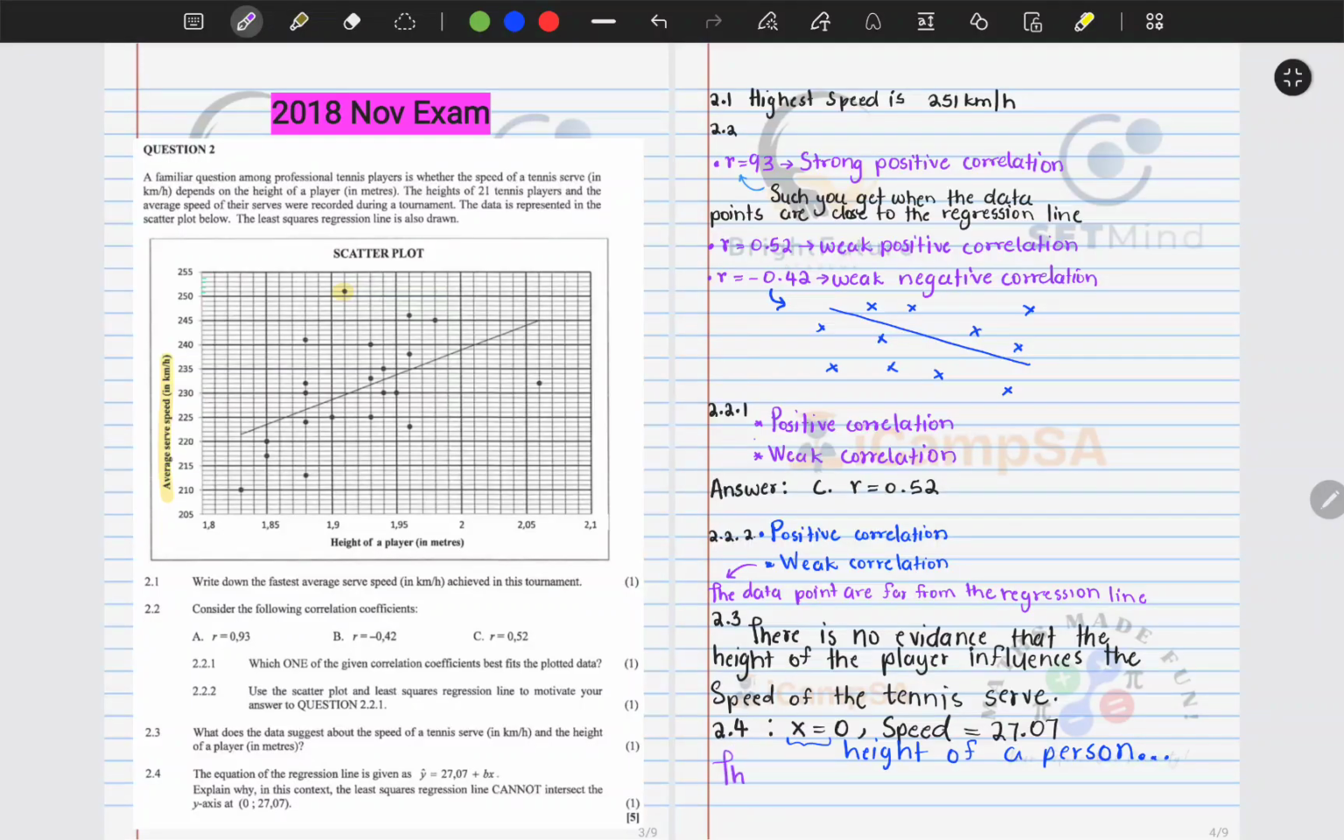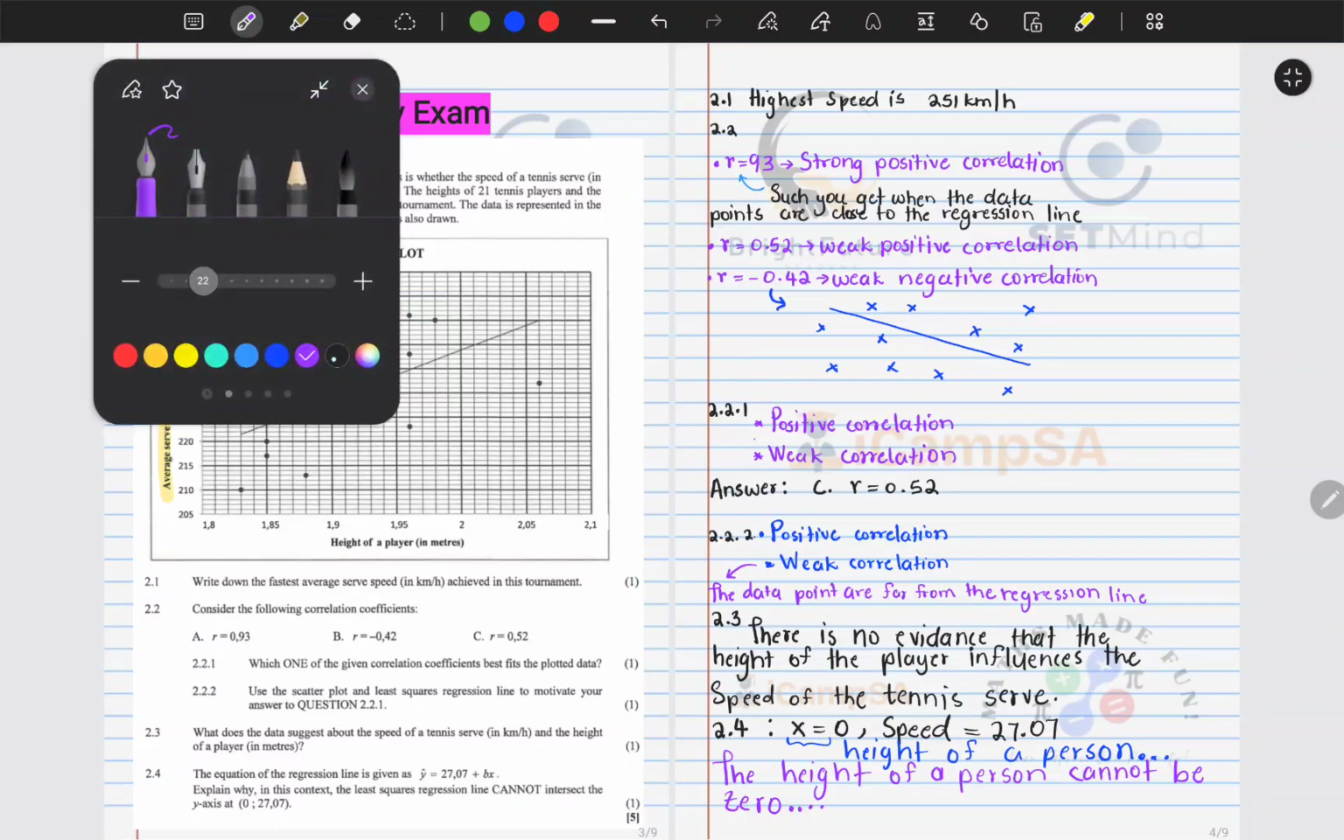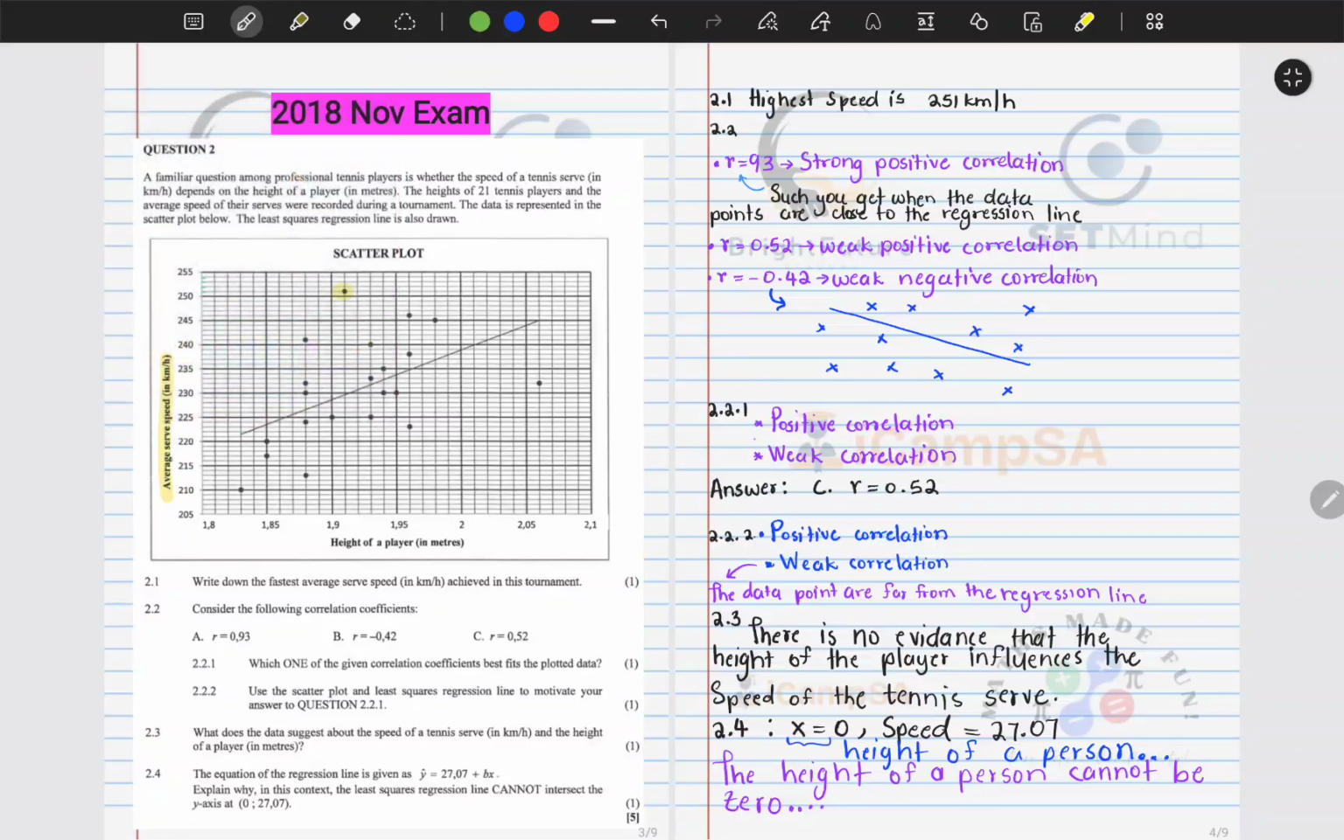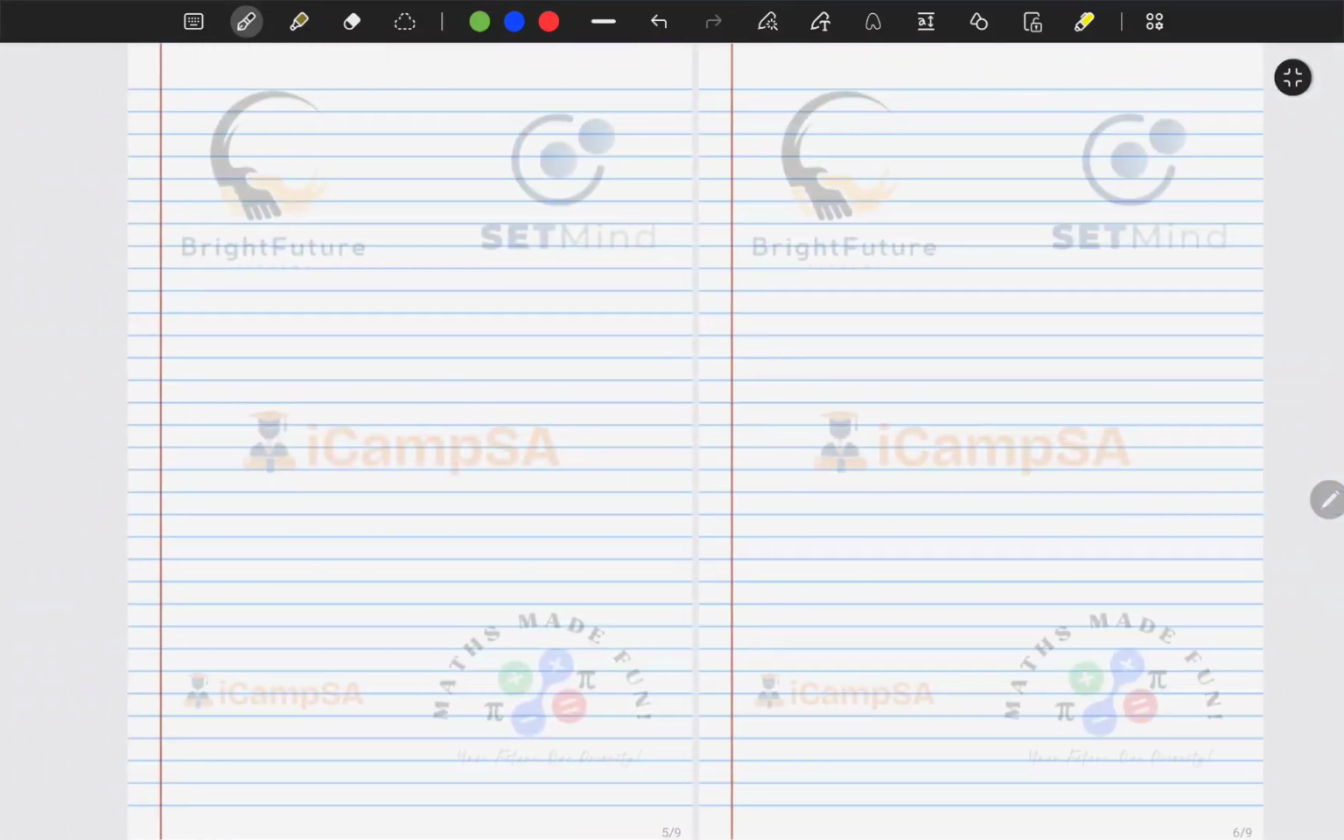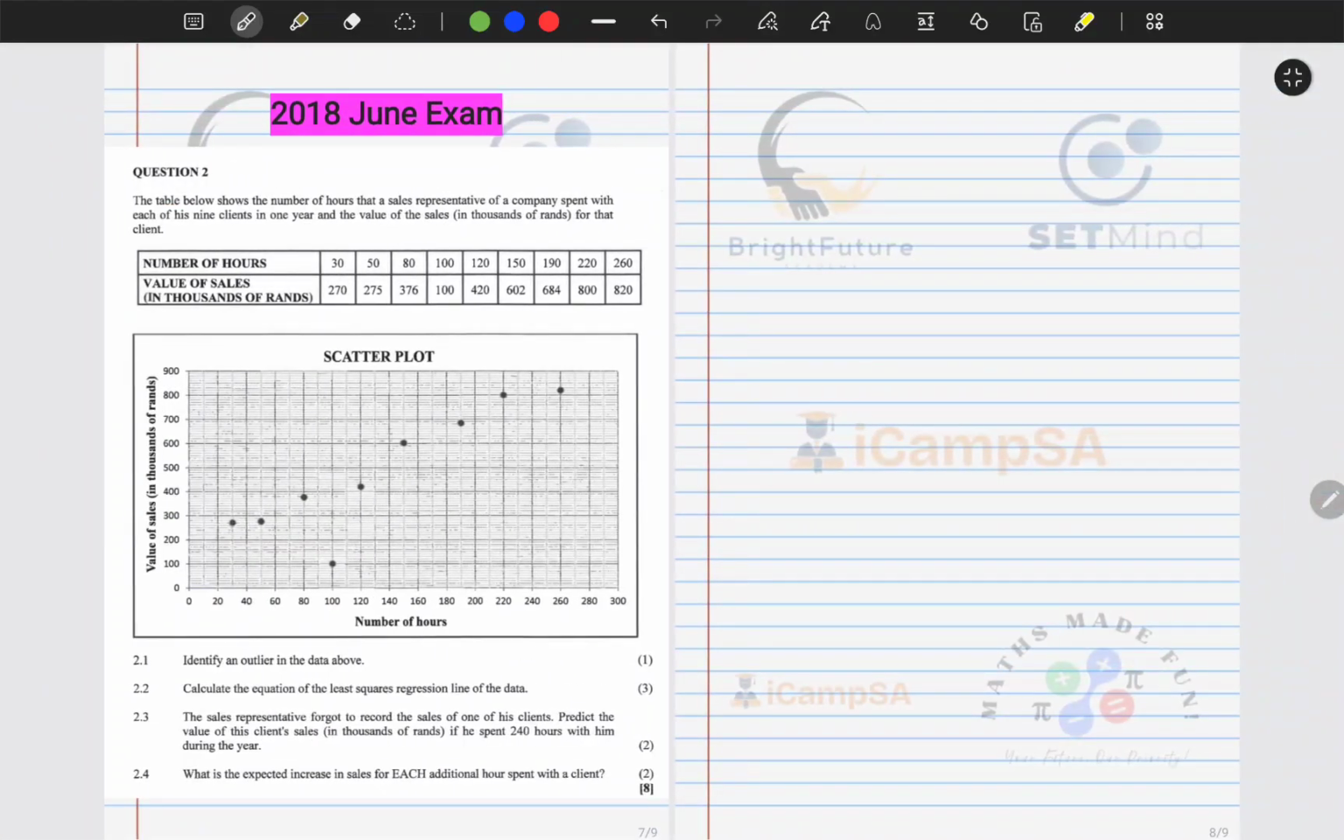So we can just make a note and say the height of a person cannot be 0. Okay, so our answer can just end there. We will not have a height of 0 as the height of a person. So done with this question, let's go to the next one, which is the June 2028 exam.